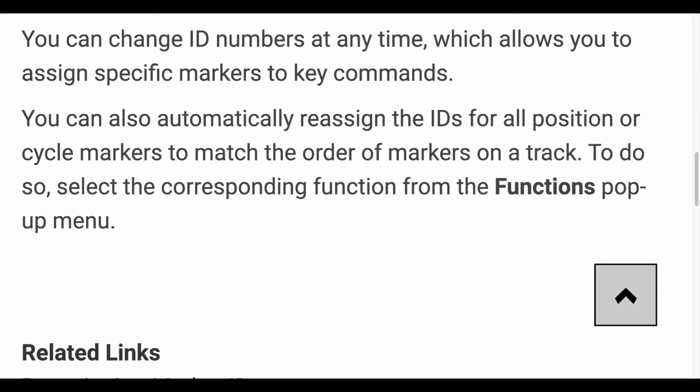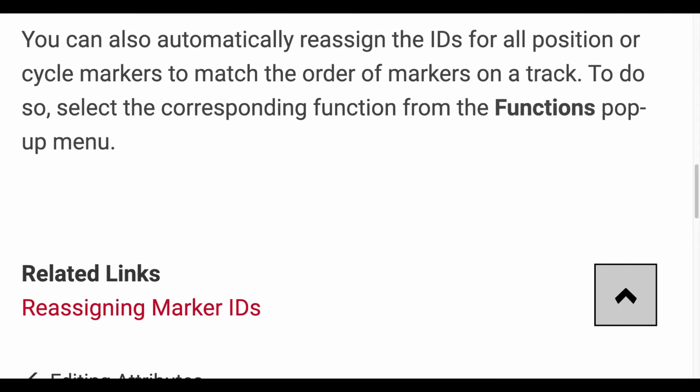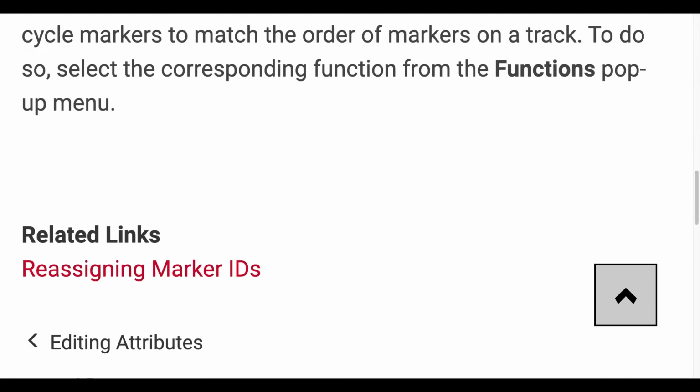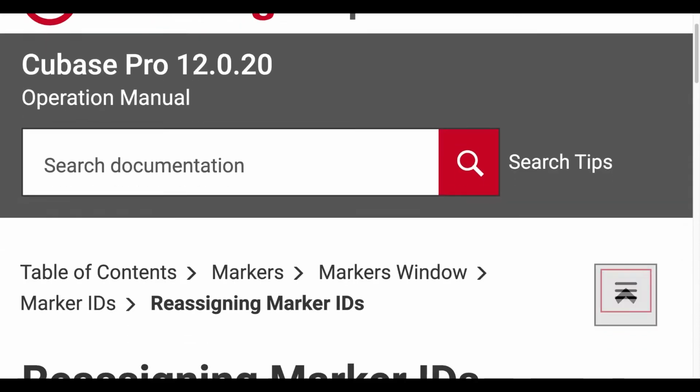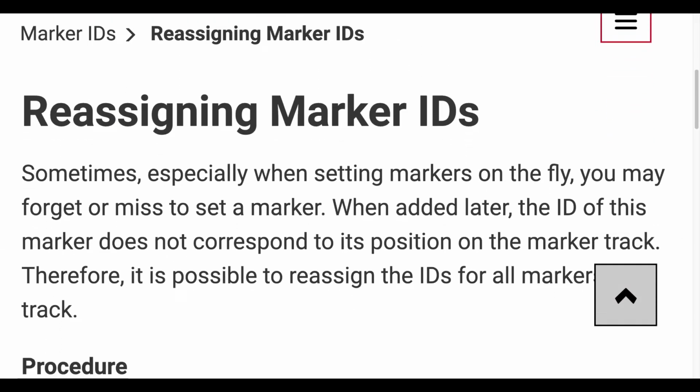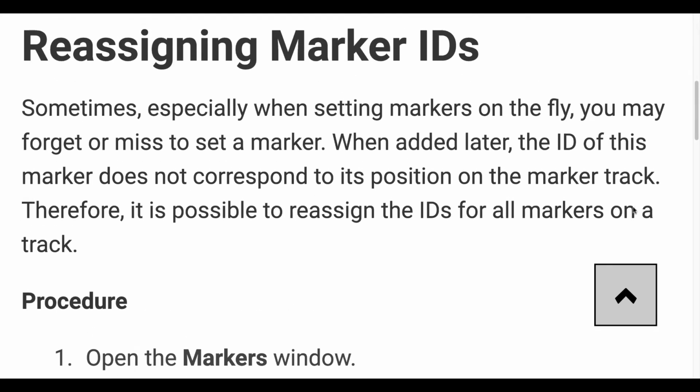You can change ID numbers at any time, which allows you to assign specific markers to key commands. You can also automatically reassign the IDs for all position or cycle markers to match the order of markers on a track. To do so, select the corresponding function from the Functions pop-up menu. Related links. Reassigning marker IDs. Editing attributes. Reassigning marker IDs. Sometimes, especially when setting markers on the fly, you may forget or miss to set a marker.